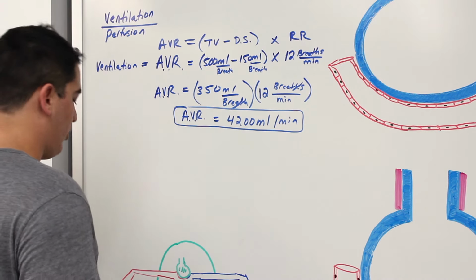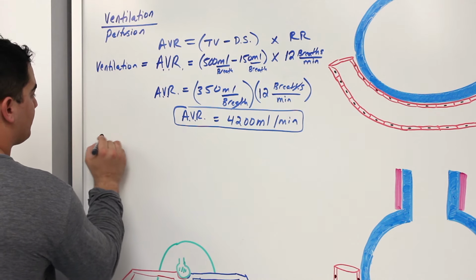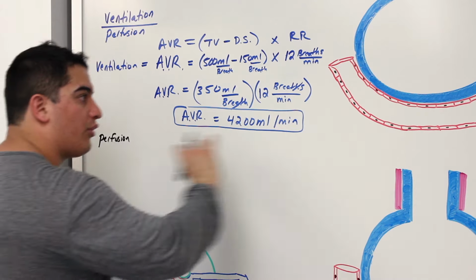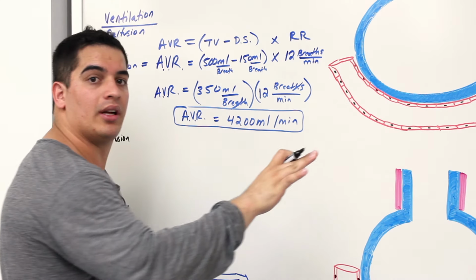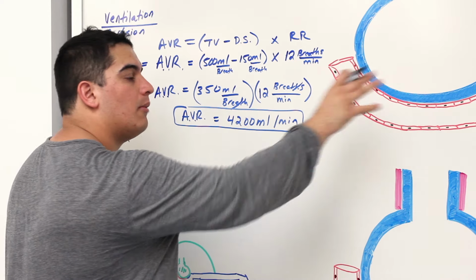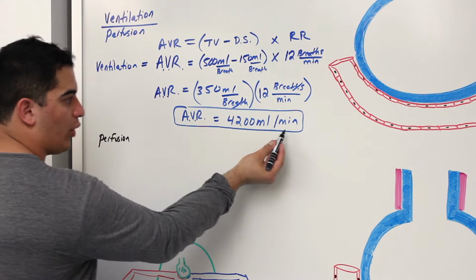Now we have to define perfusion. So how do we define perfusion? Perfusion is specifically the amount of blood flow that's going through the actual pulmonary capillaries. So in this case, it's the amount of blood that's flowing through the actual pulmonary capillaries within that 1 minute time span, because this is going off 1 minute.